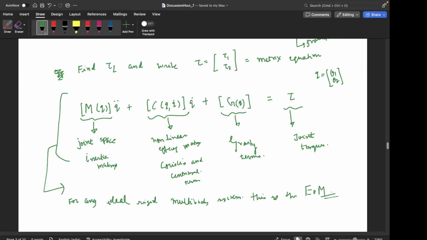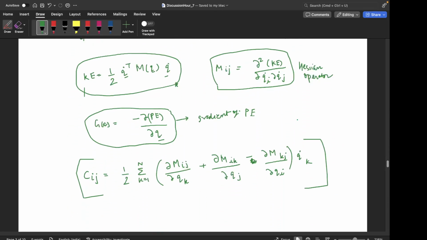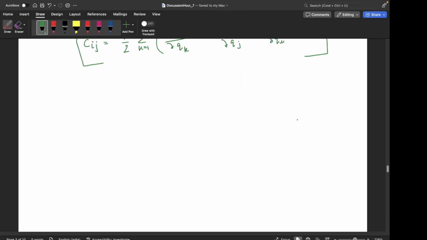C is a term which contains quadratic terms, that is either qi dot square, or qi dot times qj dot. And finally G(q) is the gravity term, so it does not have any dependency on the velocities, and tau is the joint torques. And this is how we can compute the individual matrices. Now for any system, let's say we have all these matrices and we have them as functions which we can evaluate.